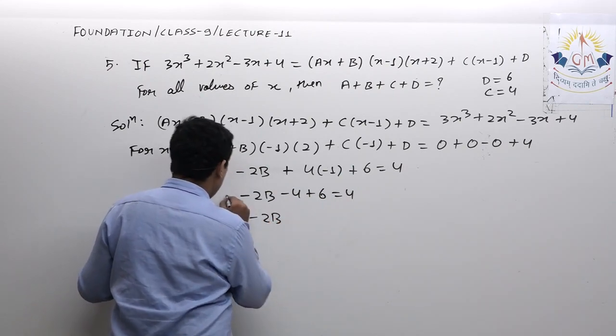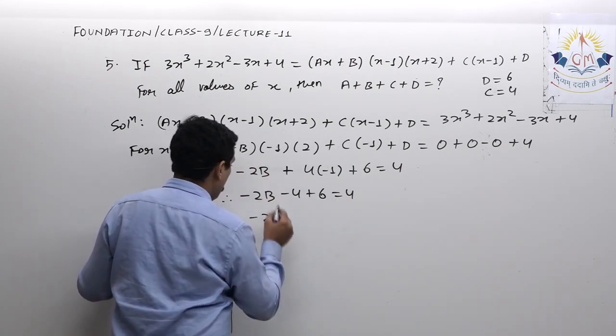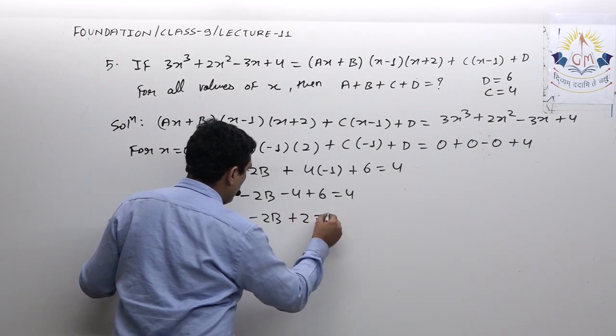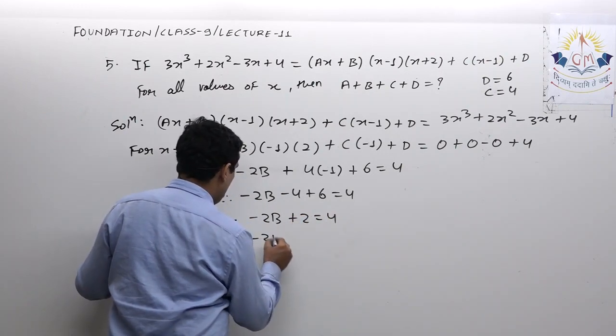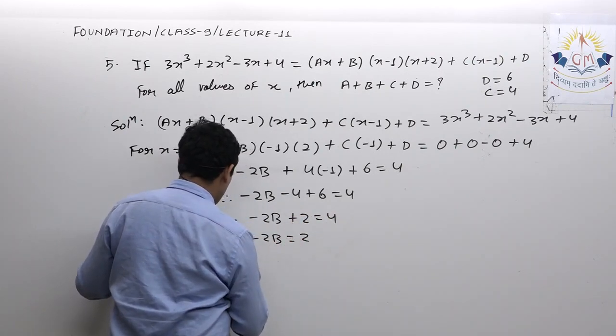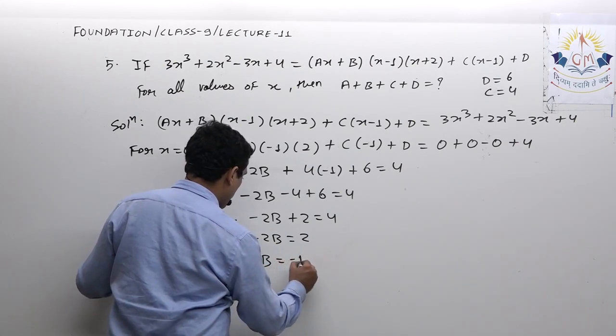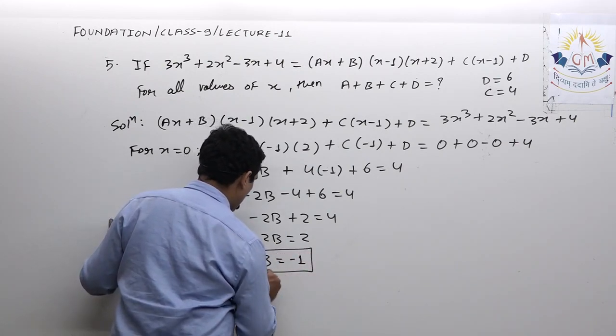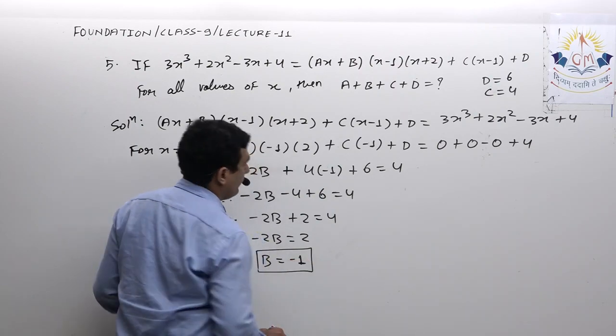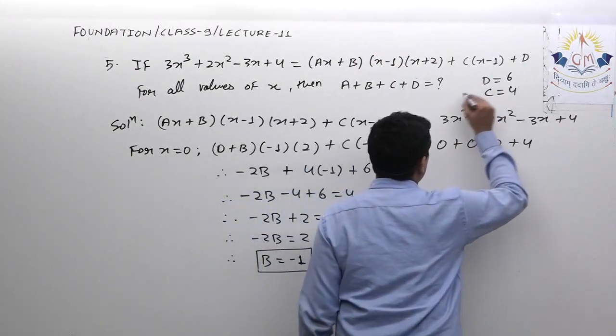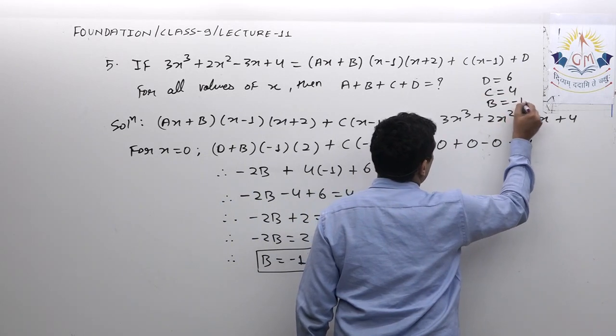So minus 2b plus 2 is equal to 4. Minus 2b is equal to 2, so b is equal to minus 1. So here I got the value of b equal to minus 1. So here I am also writing that b equal to minus 1.